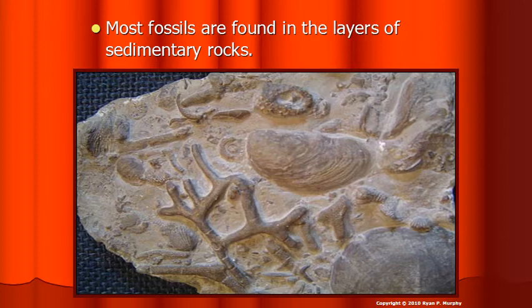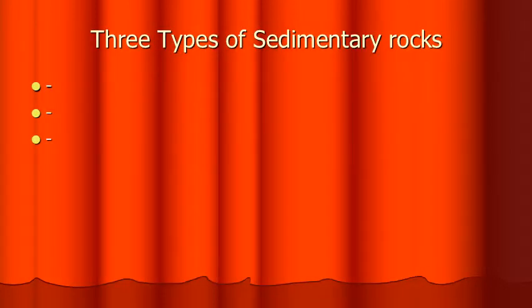And metamorphic rocks go through a process of squishing and moving and things like that, so a lot of times they won't have any fossils in them because they would get broken up in that process. Okay, there are three main types of sedimentary rocks.